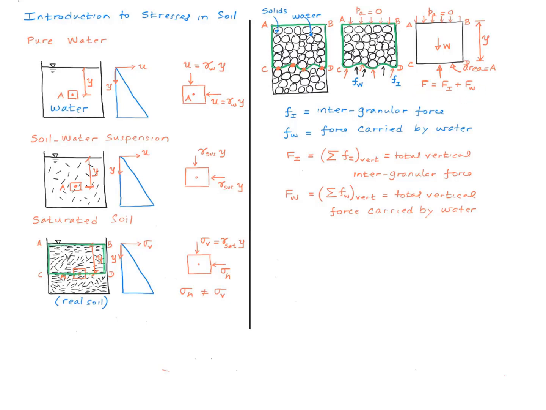To complete this free body diagram, we also need to mark the weight of the material in this part of the soil, A, B, C, D. And of course, the material consists of both solid particles and water.